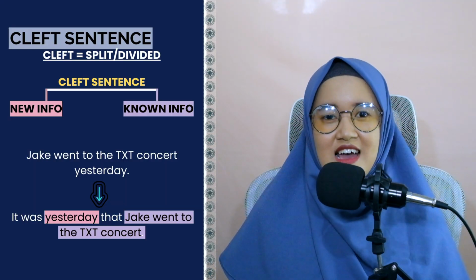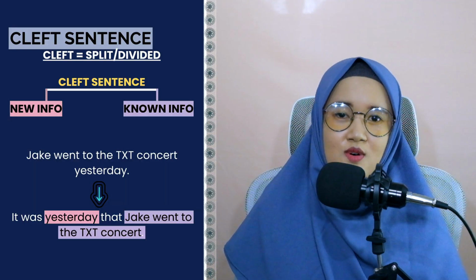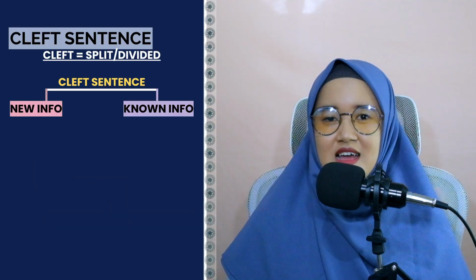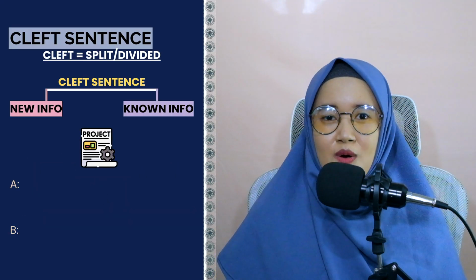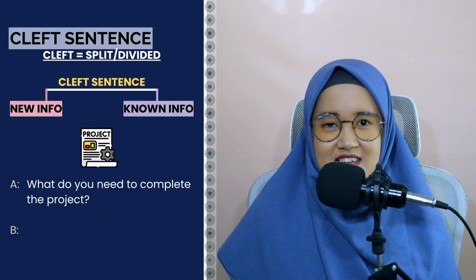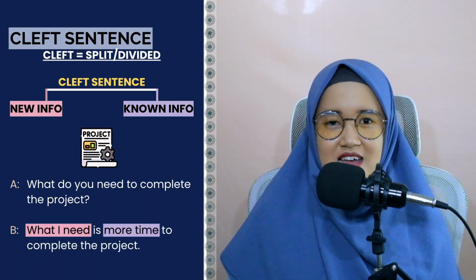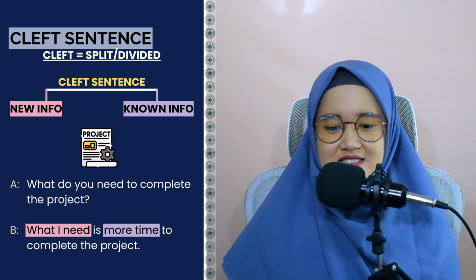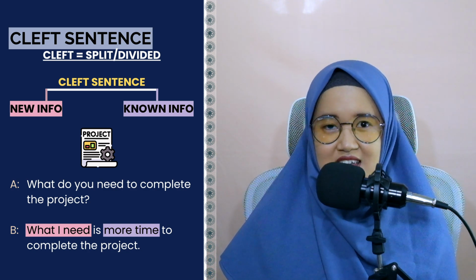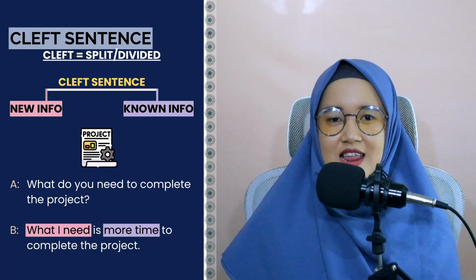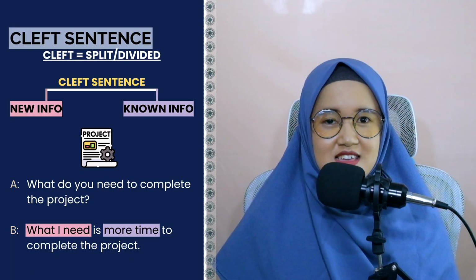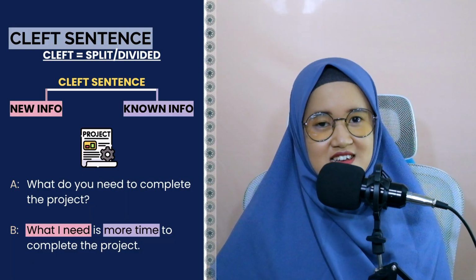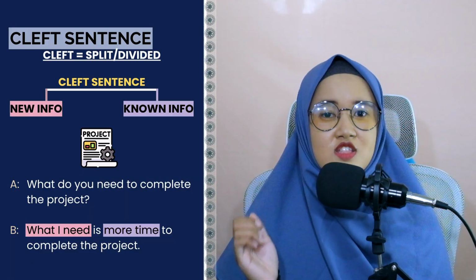As you can see, a cleft sentence emphasizes or highlights a particular element within the sentence. Next example. What do you need to complete the project? What I need is more time to complete the project. In this sentence, the focus is on the new information. See, we use cleft sentences to connect what is already understood to what is new to the listener. It lets us focus on the new information.